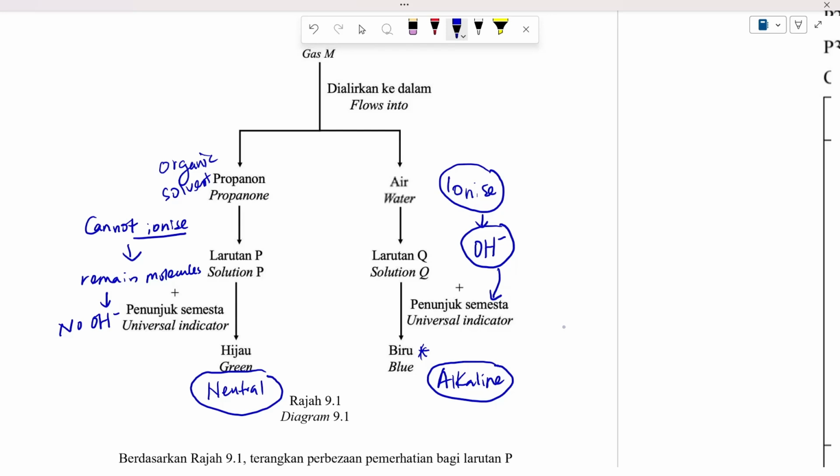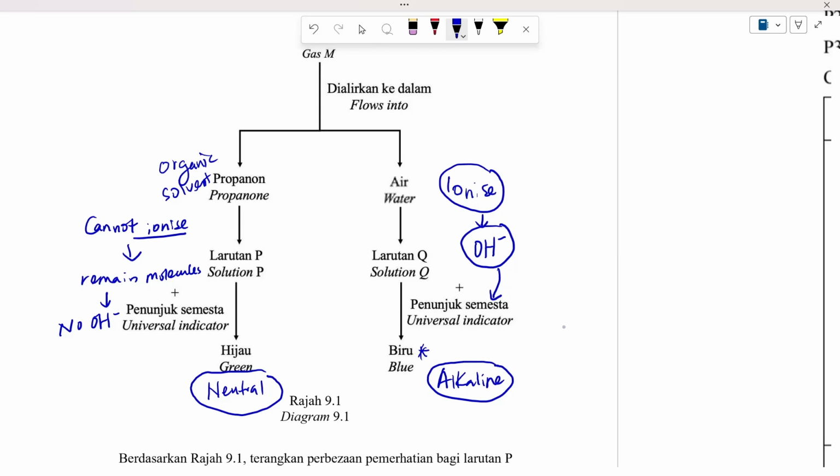Same case if the question is about acid, they will use the same concept. Just that acid produces hydrogen ions, while alkali produces hydroxide ions. This question is very popular in SPM. You have to know how to use the concept. Very simple concept: acid or alkali needs water to ionize. Acid produces hydrogen ions, alkali produces hydroxide ions, then it can show acidic or alkaline properties. In organic solvents, it cannot ionize.